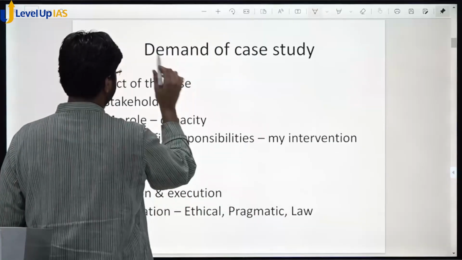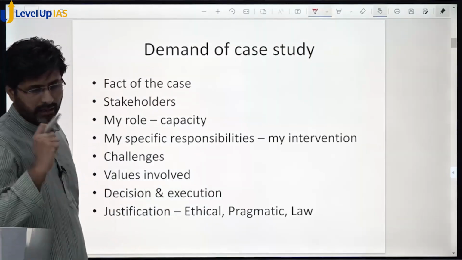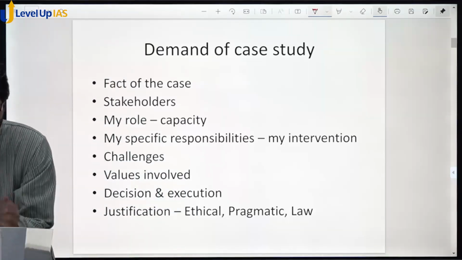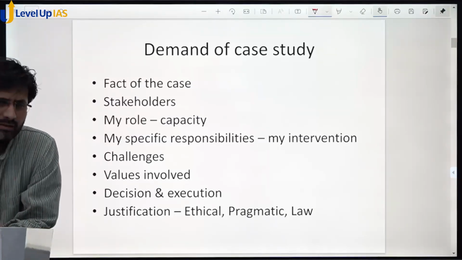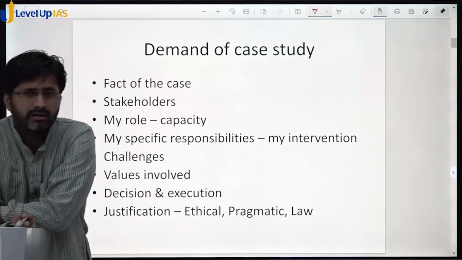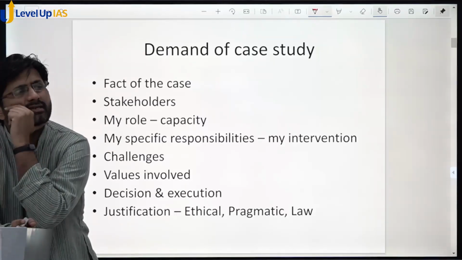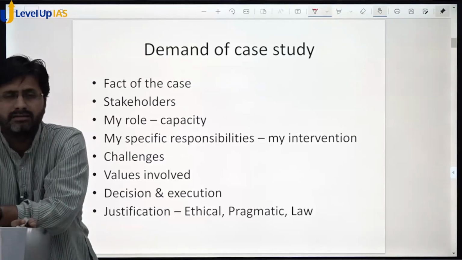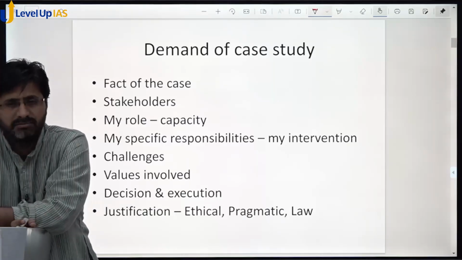Now, how to tackle a case study is a general exercise. Any case study, just imagine you are sitting in a powerful or authorized position, maybe DM or whichever service you are in. Imagine that you are sitting in the chair. Now a group of people, who represent maybe farmers, a reasonably credible group of people, come to you with some demand and some explanation.